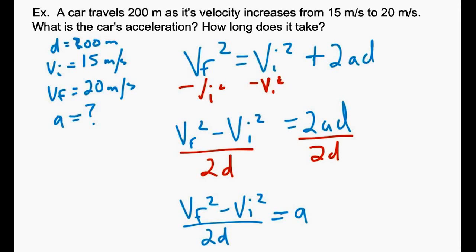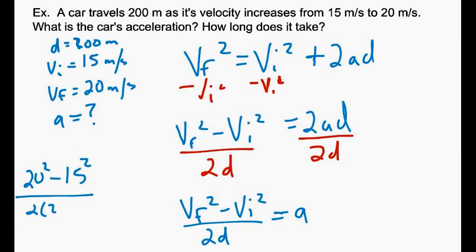Okay, some people have a tough time rearranging formulas, but I just want to show you that it will work. So let's plug the numbers into this new formula to see what we get. We'd have VF squared, so that's 20 squared, minus VI squared, which is 15 squared, and on the bottom we'd have 2 times 200, and that will equal our acceleration. Okay, so plug that in on your calculator. So 20 squared minus 15 squared, hit equals, divided by brackets. It's a good idea to put the brackets around the whole bottom: 2 times 200, end brackets, hit equals.